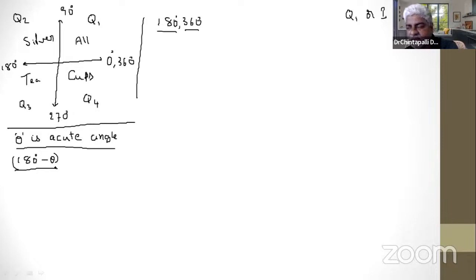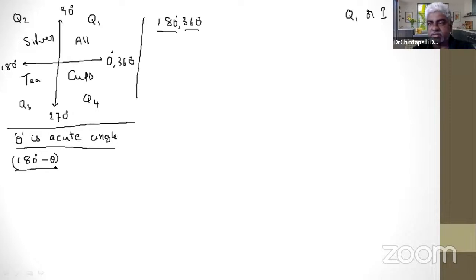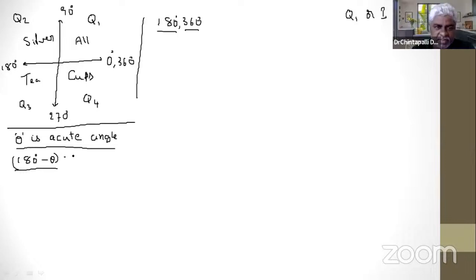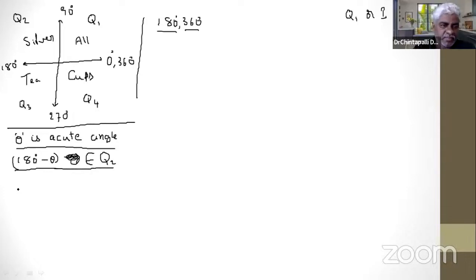For example, take any value for theta, say 10 degrees or 20 degrees, whatever we can take in the place of theta. Theta is acute, lies between 0 and 90. Say, for example, 30 degrees. 180 degrees minus 30 degrees is 150 degrees, which belongs to the second quadrant. So 180 degrees minus theta belongs to the second quadrant. Now, let us start.